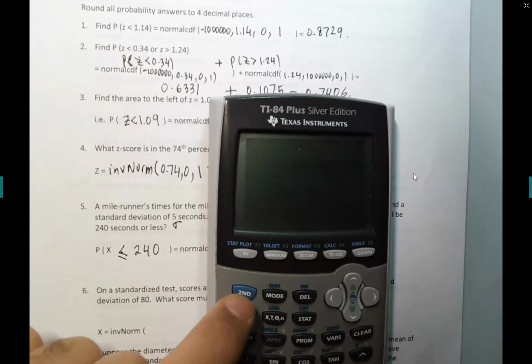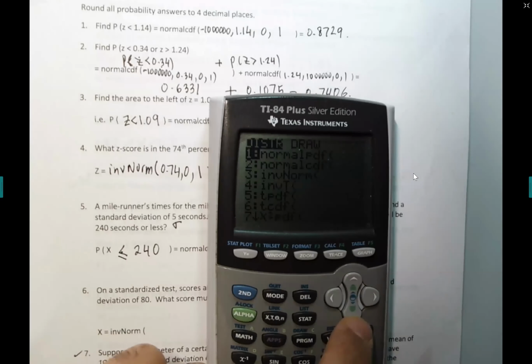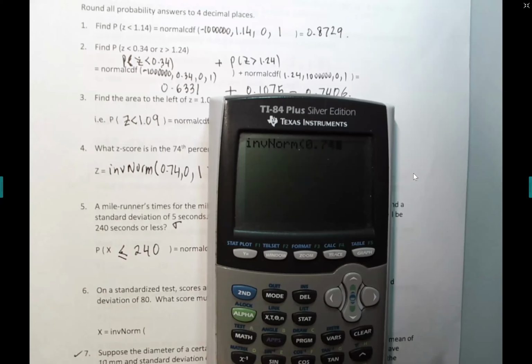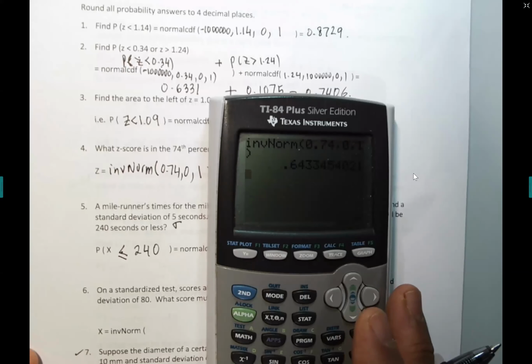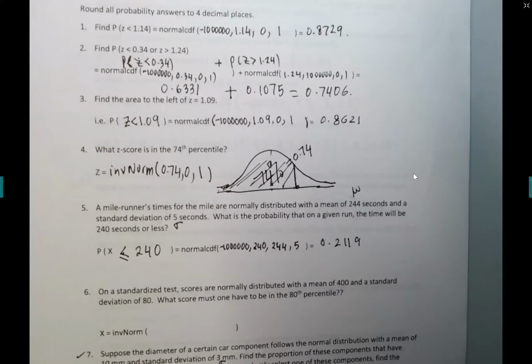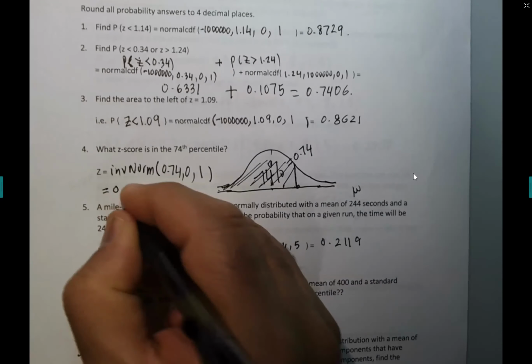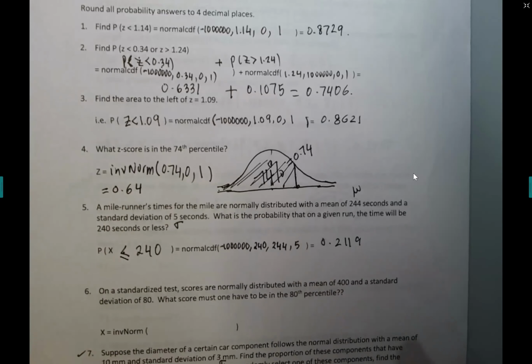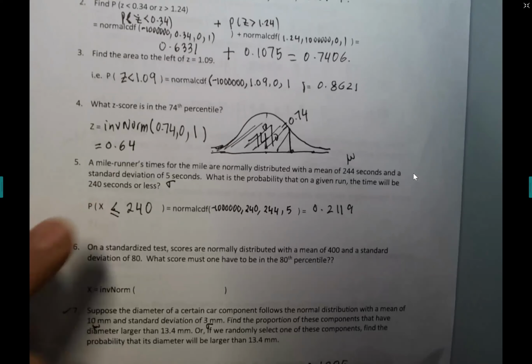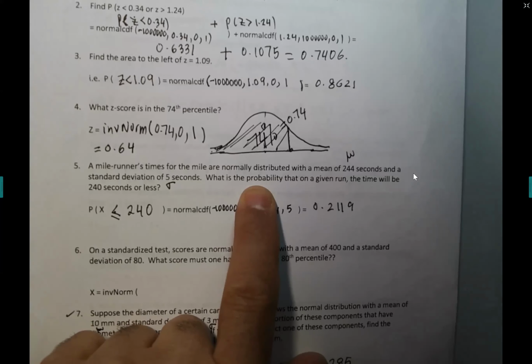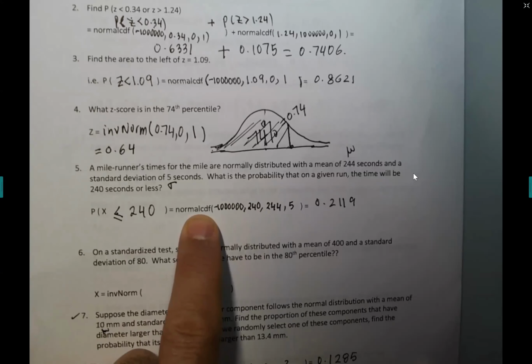So I'm going to go second, distribute, inverse norm, 0.74, comma, 0, comma, 1. 0.64. We need 2 decimal places. Okay. Number 5, it was a probability question. It's a probability, guys. You can see here. So we did normal CDF.